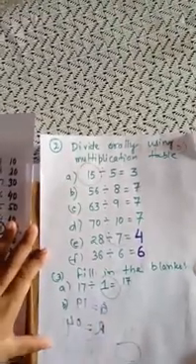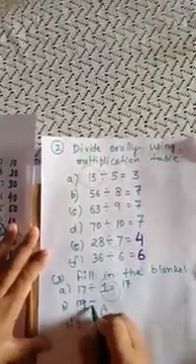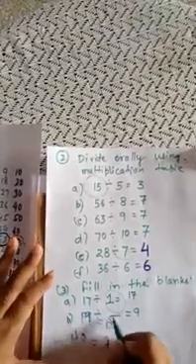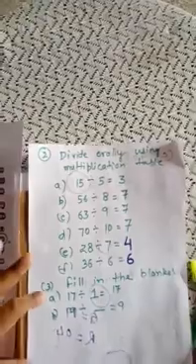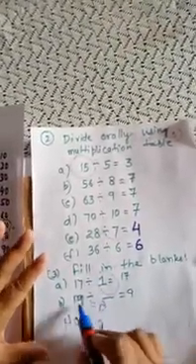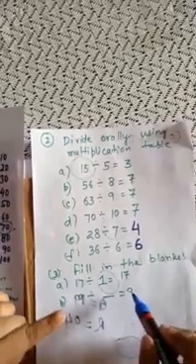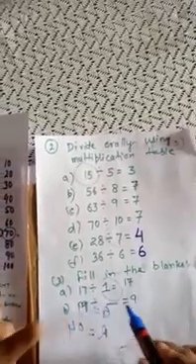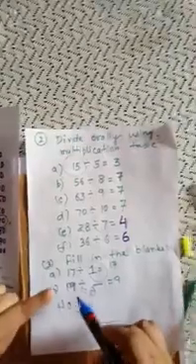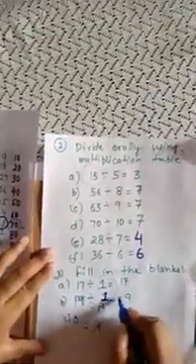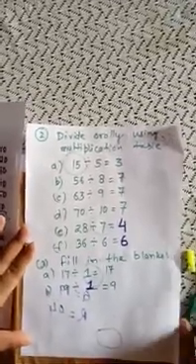Right? Come to B. 9 is divided by what to get 9? There is a property: when a number is divided by 1, the quotient is the number itself. Here 9, if we divide 9 by 1, then the quotient is 9. So the answer is 1. Now come to the next question, C.